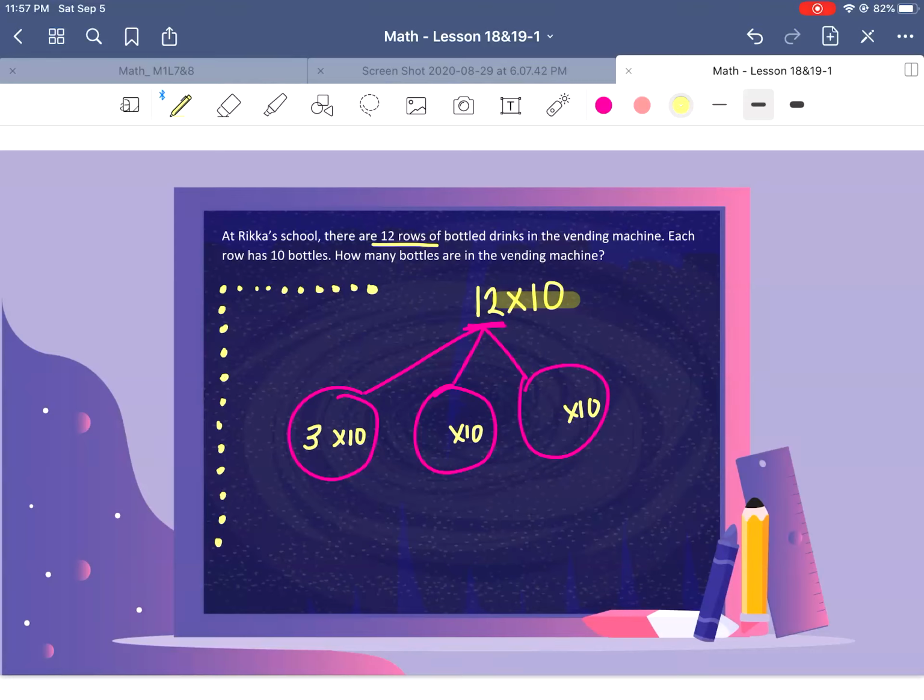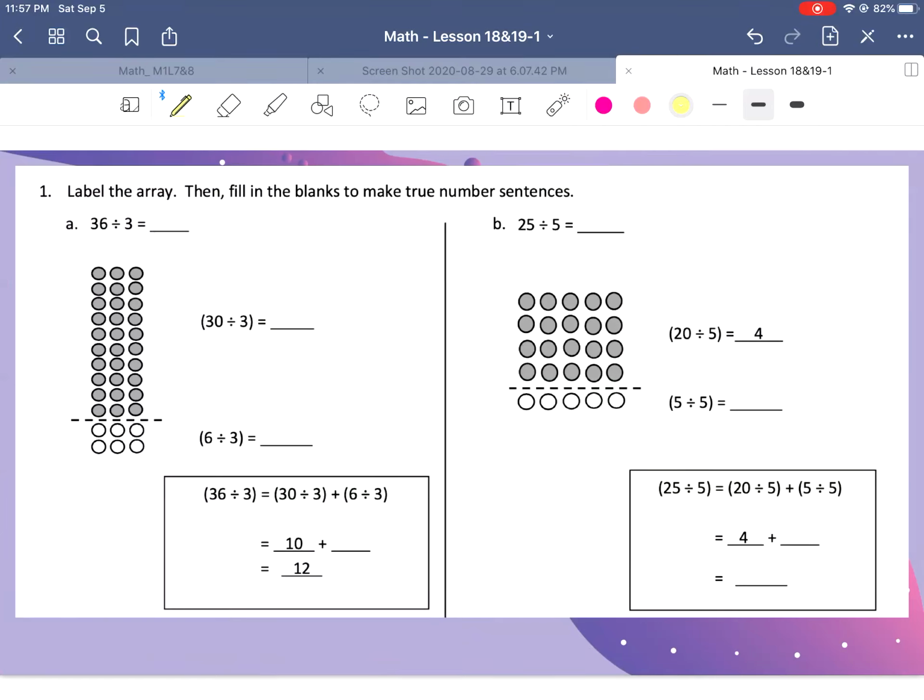So in my first bubble, I'm going to put 3. Second bubble, 5, and 4. So let's check. When I add 3, 5, 4, do I get 12? Yes. Now I just need to do my multiplication. 3 times 10 is 30. 5 times 10 is 50. 4 times 10 is 40. What's my answer? 120. So here on this slide, I just wanted to show you that there are many ways to draw a number bond, and you can actually have more than 2 bubbles.